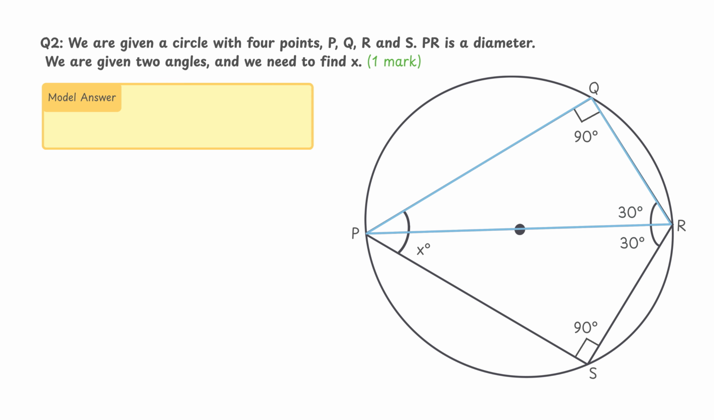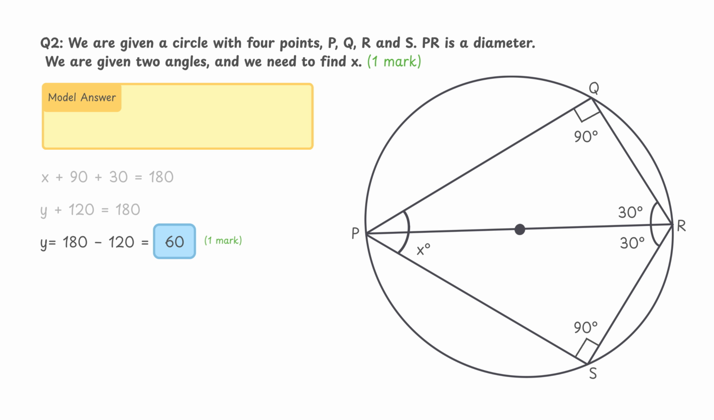Now let's focus on triangle PQR first. We know one angle is 90 degrees, and another angle at R is 30 degrees. So we use the angle sum of a triangle. X plus 90 plus 30 equals 180. Now simplify step by step. X plus 120 equals 180. Now subtract 120 from both sides. X equals 60. So the final answer is 60 degrees.